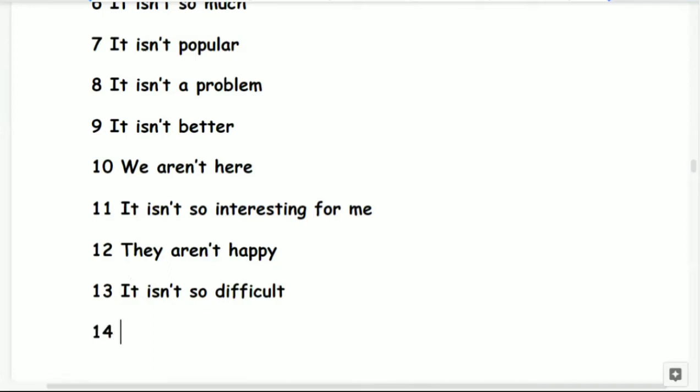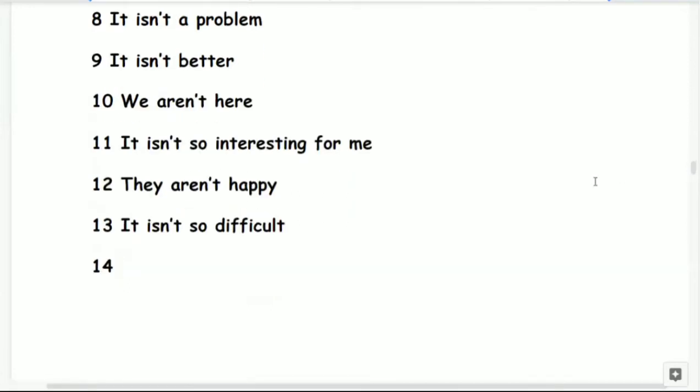It isn't so difficult. Bu elə də çətin deyil və yaxud da bu o qədər də çətin deyil. It isn't so difficult. So let's continue. Onlar evli deyillər. Onlar, they, deyillər. They aren't evli, married. They aren't married. Okay?